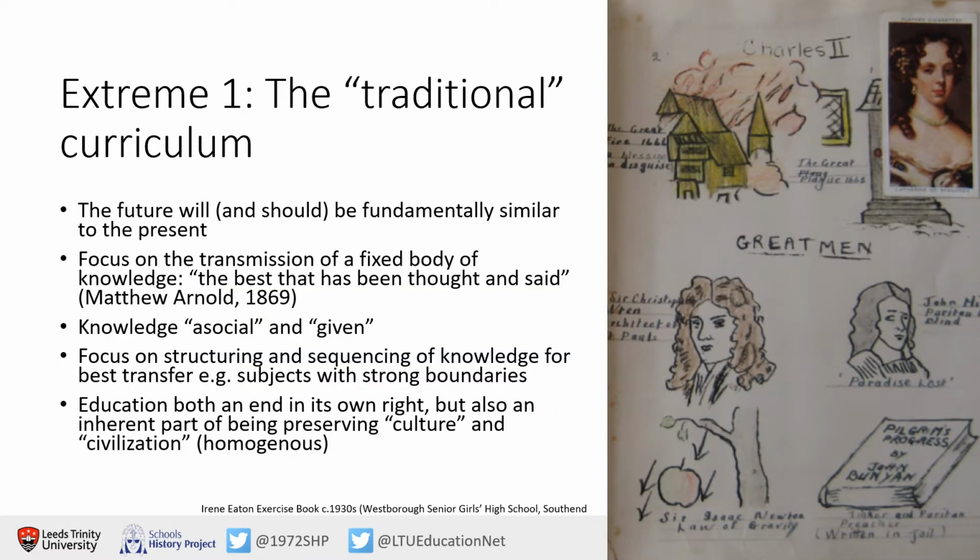So in both of these examples, both the traditional and then later the progressive curriculum, I'm going to be talking about them as extremes in curricular thinking, largely because the characterizations I'm going to give here are at the very extreme ends of that spectrum. So extreme one, the traditional curriculum, is very much a curriculum which is about transmitting bodies of knowledge.